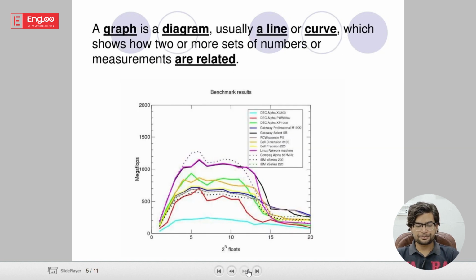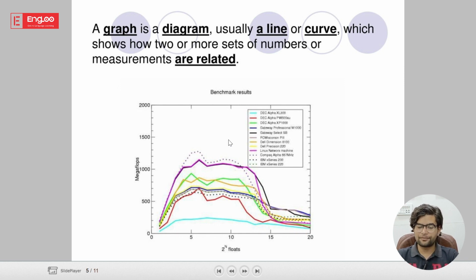Now, a graph is a diagram, usually a line or curve. A graph containing lines or curves is known as a line graph, which shows how two or more sets of numbers or measurements are related. As you can see on your screen, the only difference between a bar chart and a line graph is that instead of bars, it utilizes line patterns.